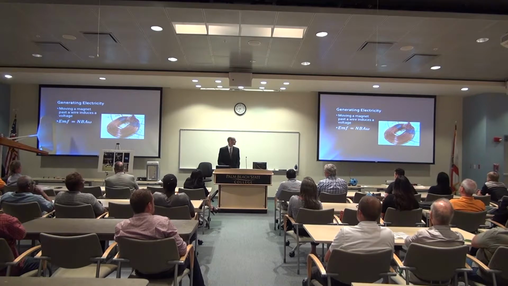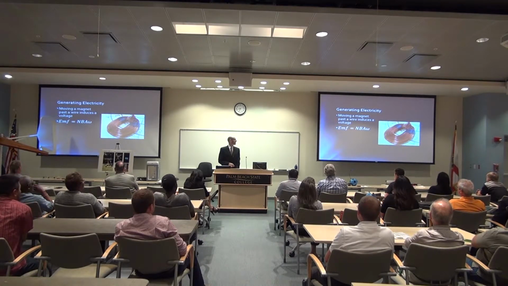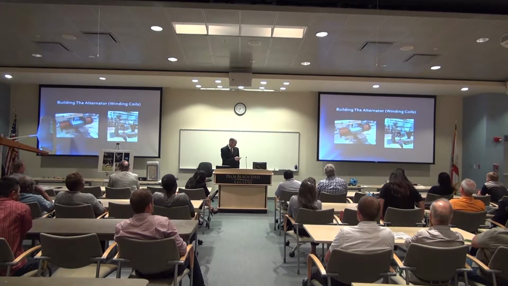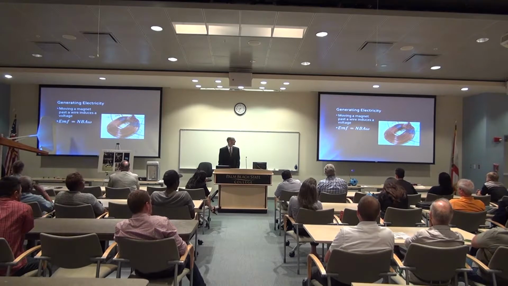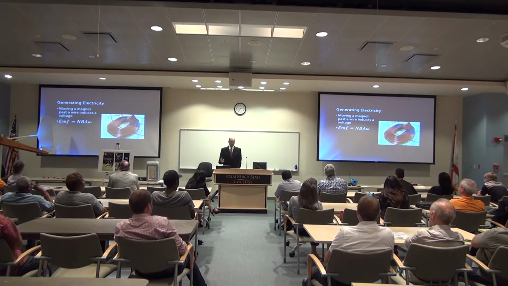If we look at this formula here, which approximates the voltage output of an alternating current generator, it says that our electromotive force is equal to the number of turns of wire times the strength of the magnetic field times the area of the coil multiplied by the rotational speed. All right, some basic physics.